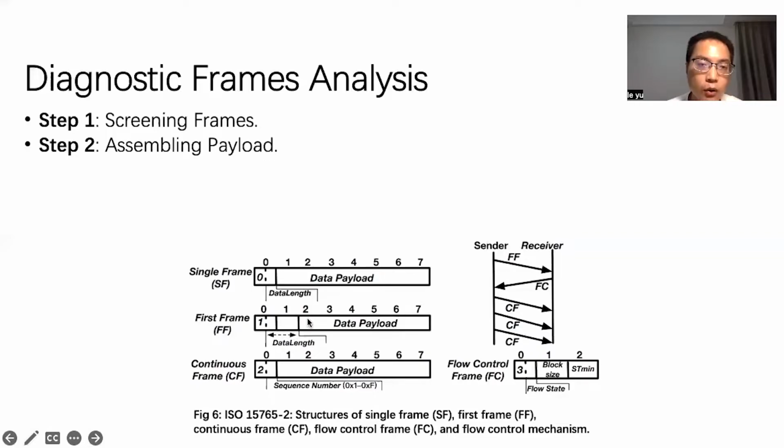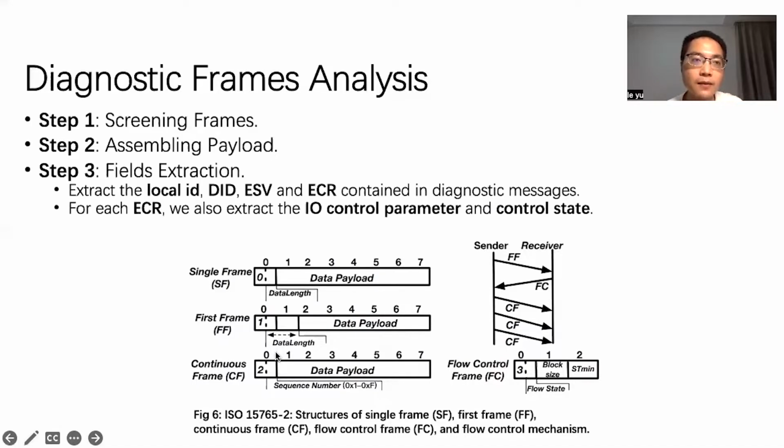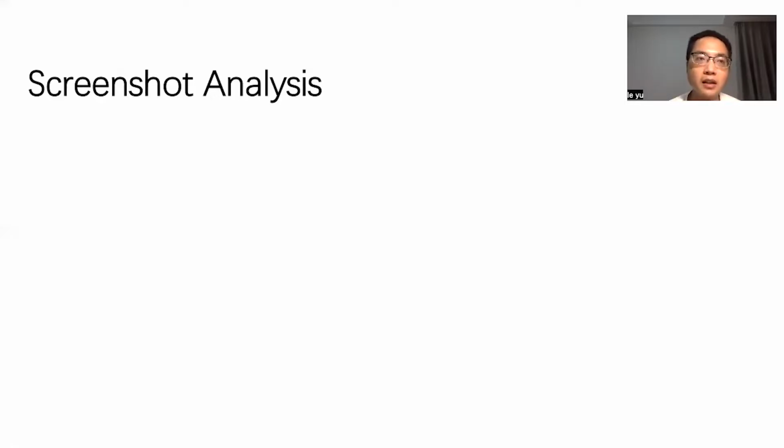For example, we will combine the data payload of the first frame with the data payload of the consecutive frames together to obtain the raw payload of the request or response message. Finally, after obtaining the raw payload, we will extract the local ID, the DID, the ECU sensor value, or ECU control record. After obtaining the video of the GUI of the professional diagnostic tools, we will perform the screenshot analysis.